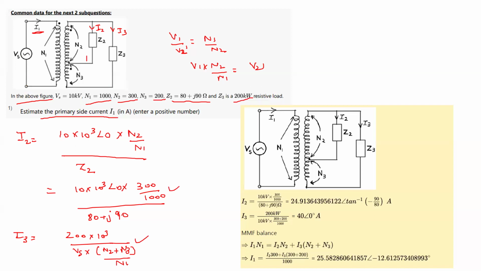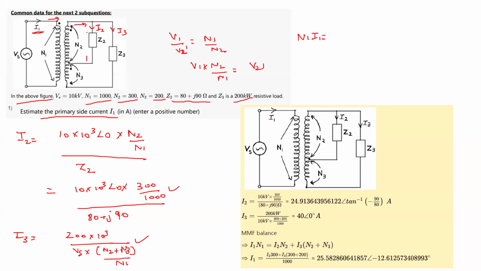Now, once you get this I2 and I3 expression, you have to transfer it. How will you transfer it? You will just write the MMF balance, because you can do it easily by MMF balance. So let us write the MMF balance. Here for the first one, it is N1 I1 is equal to, because current is entering the dot. After the equal to sign, these currents are leaving the dot, so we can directly write it like this.